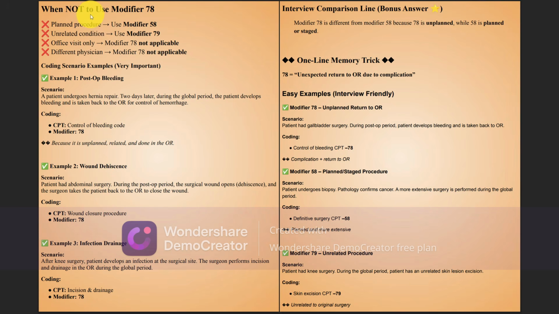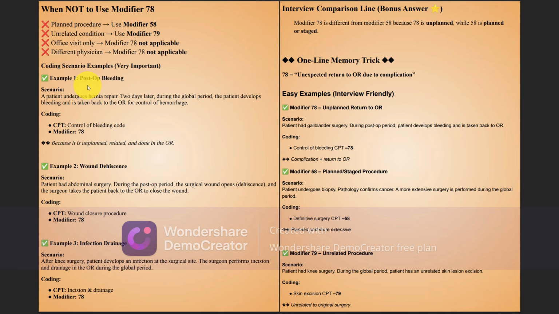When not to use modifier 78? For a planned surgery or planned procedure, use modifier 58 rather than 78. For an unrelated condition, use modifier 79 rather than 78. For an office visit, modifier 78 is not applicable. For a different physician, modifier 78 is not applicable. Please remember these things. Coding scenario examples are very important.